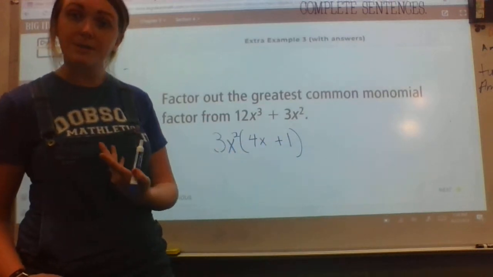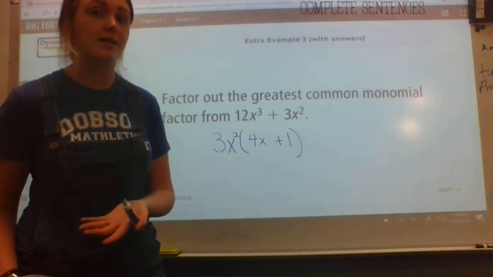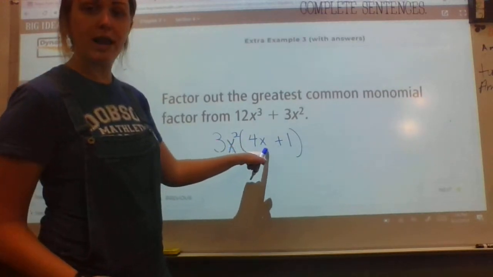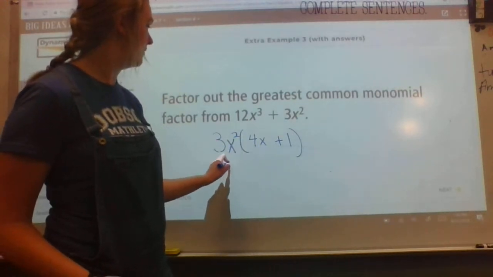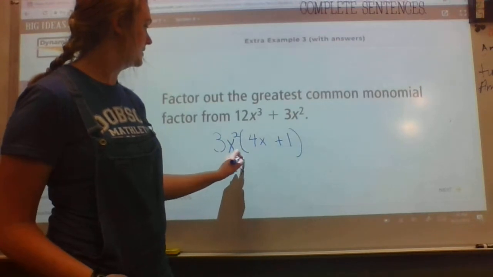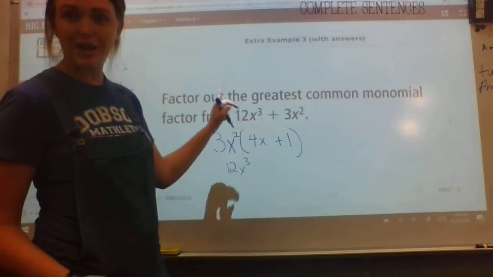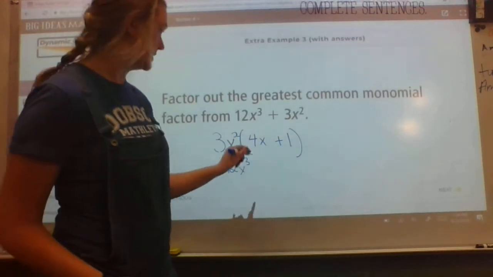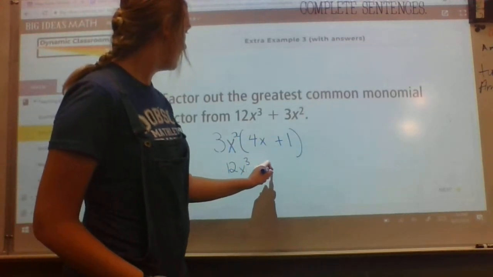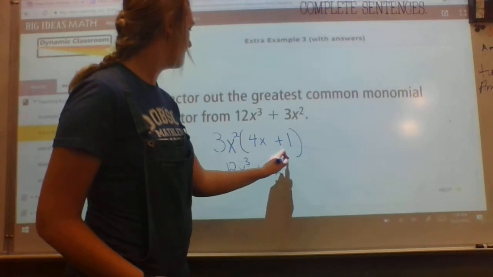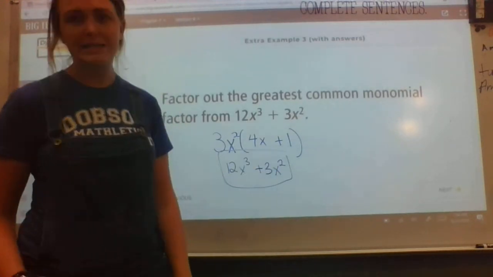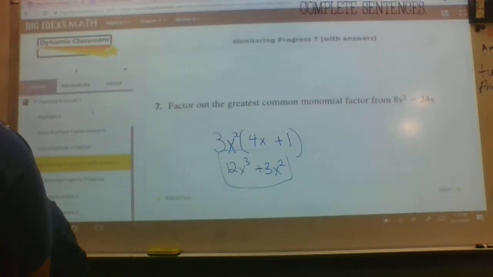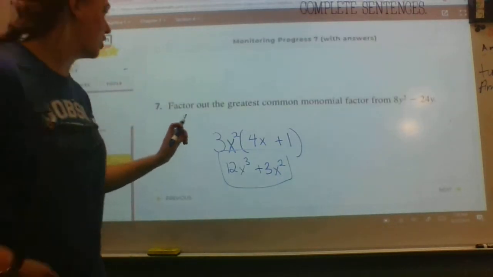And again, I'm going to spend the extra 5 seconds checking my work because I like to get good scores on my tests. 3x squared times 4x would be 12x to the third. Check. I got that one right. 3x squared times 1, oh, that's super easy. Multiplying by 1 just gives me the same thing. 3x squared. Same answer. All right, so now you have another one for you to try on your own.